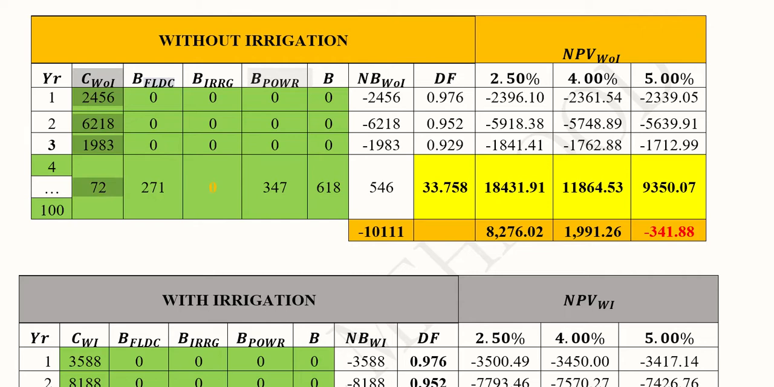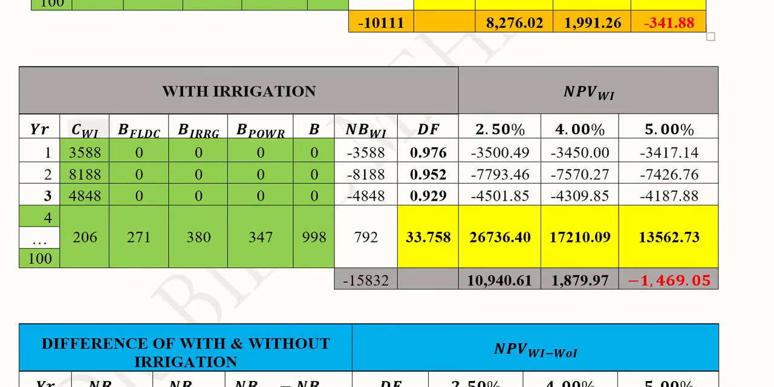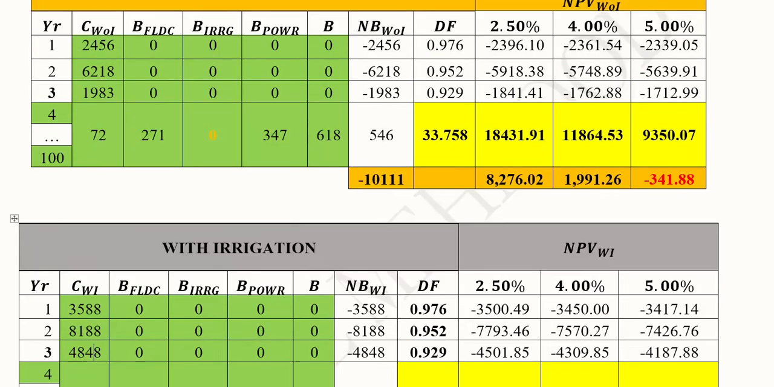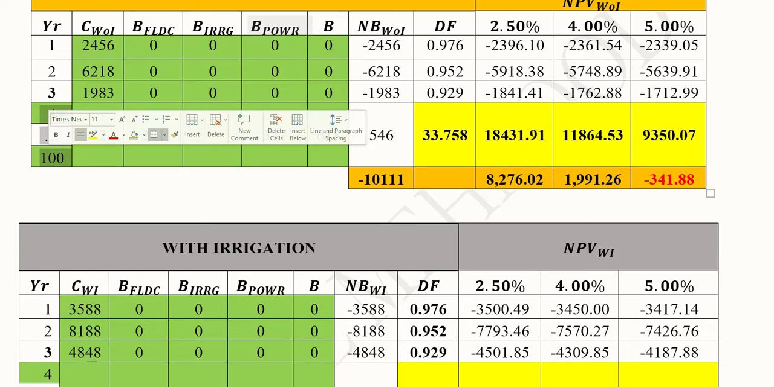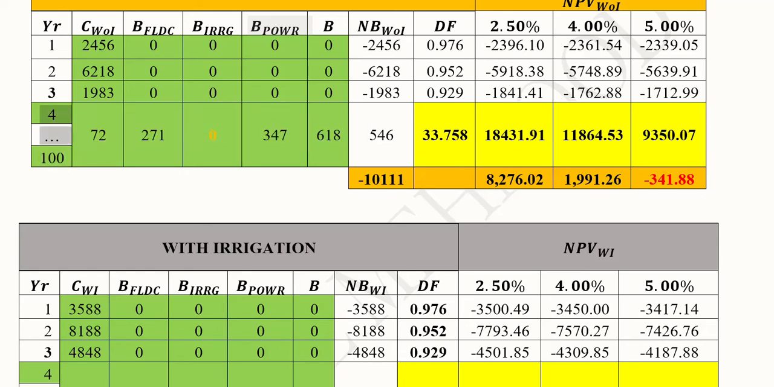The second column definitely is the cost, and it is without irrigation. This is why we make it WOI, and this is with irrigation. This is why it is positive and greater than the previous values that are without irrigation. Another thing is the presence of constant cost and benefits during this time, that is from the 4th year till the 100th year. This is why we have an overall value here, and we will use the annuity factors here. This is something we have done before, so we can easily do it.